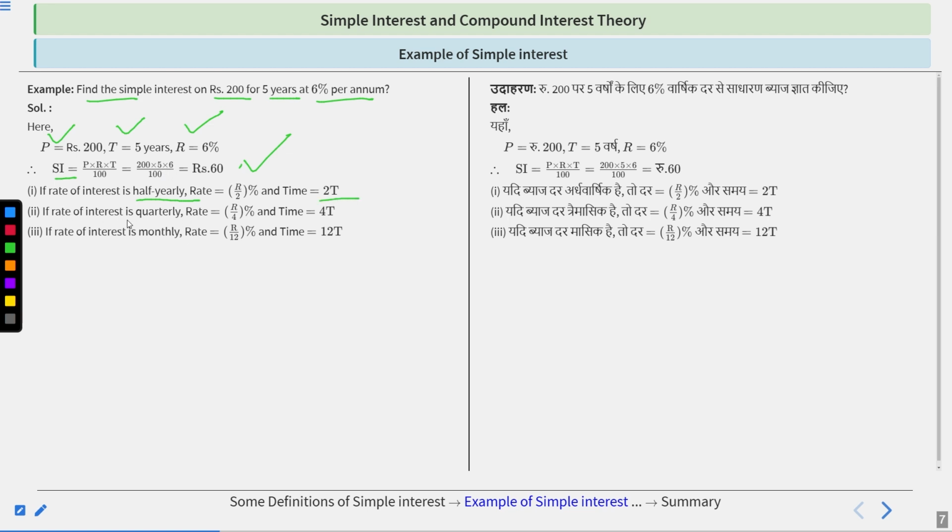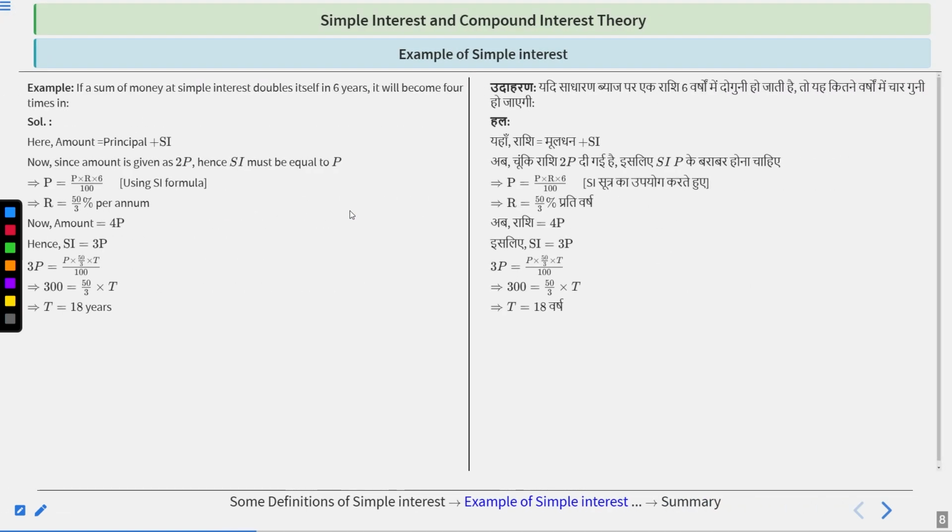2t. Clear? If the rate of interest is quarterly, we can divide R by 4 and take time 4 times. If the rate of interest is monthly, we divide R by 12, rate of interest divided by 12%, and time will be 12t. Clear?